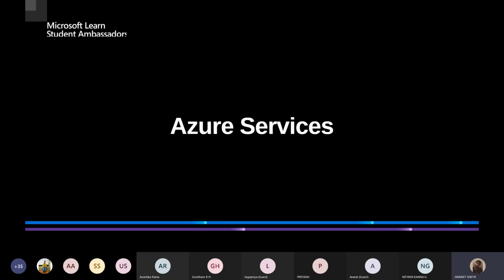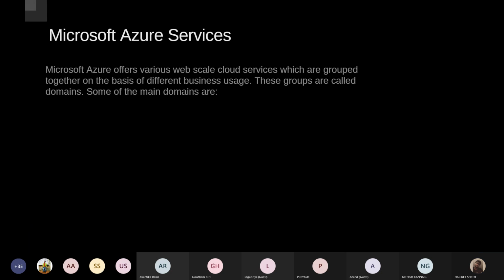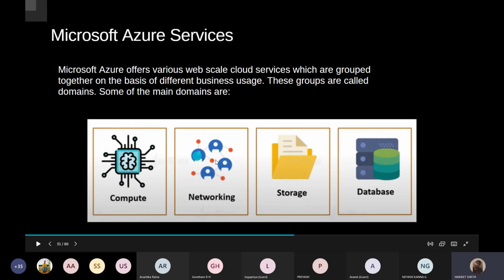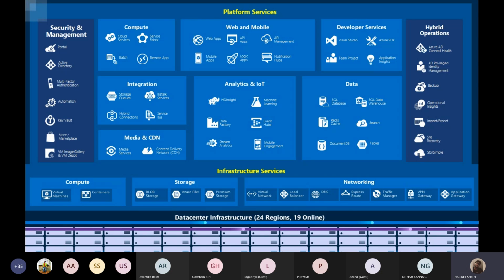Now coming to Azure services. Broadly, we can term these services into four categories: computing, networking, storage, and database. Let's skip this and we'll see the diagram. Based on your particular category, you have a lot of features. As you can see, your whole screen is filled with a lot of services provided by them.